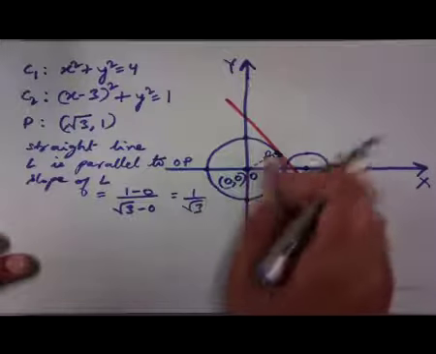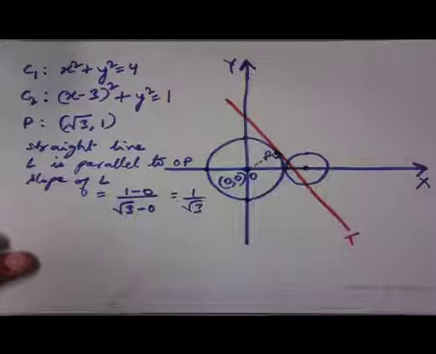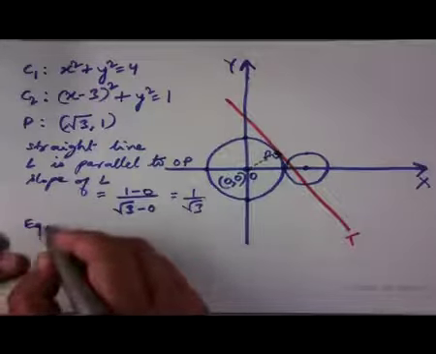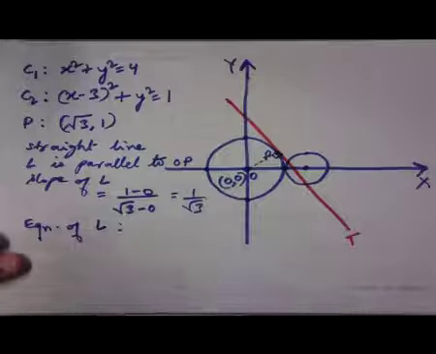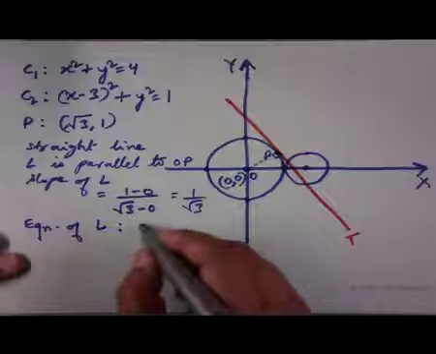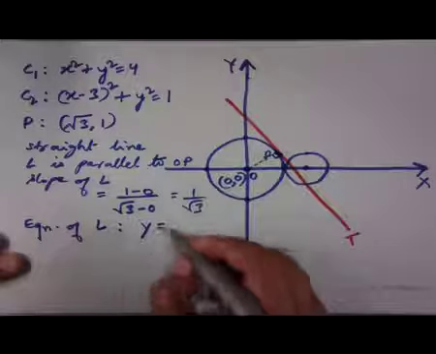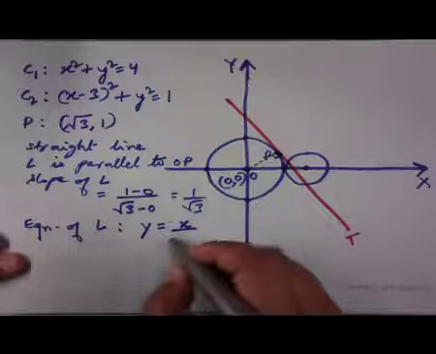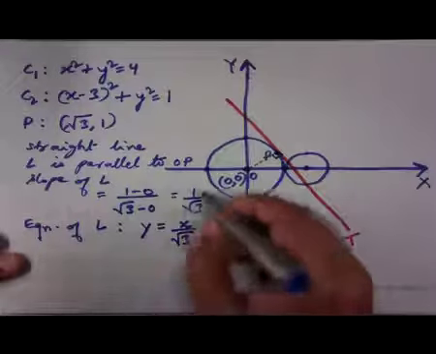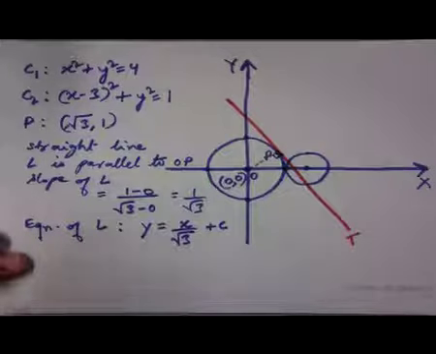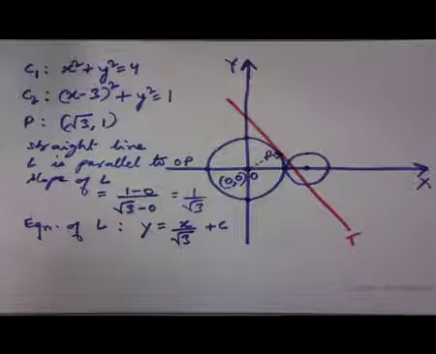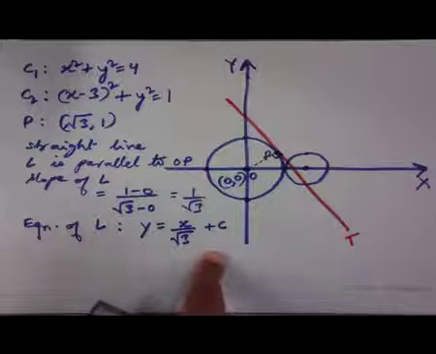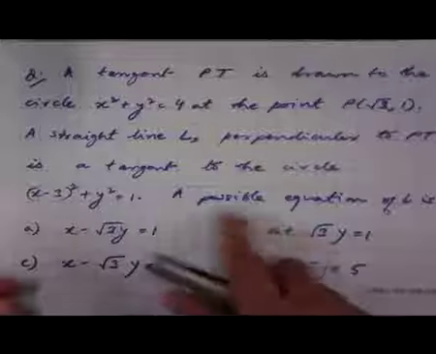So, it is very easy to find the slope, and therefore, the equation of L will be of the type y is equal to mx plus c. So, it will be of the type x multiplied by the slope plus c, where c is a constant.